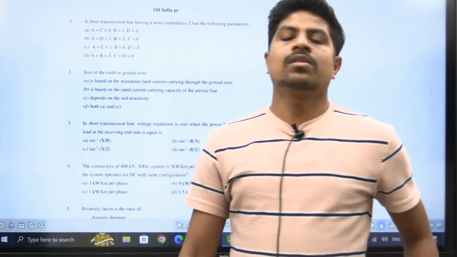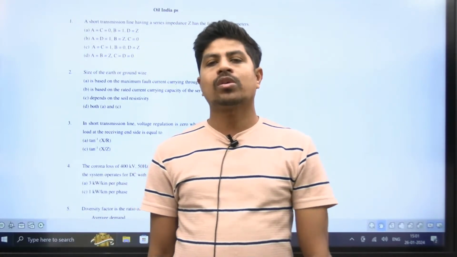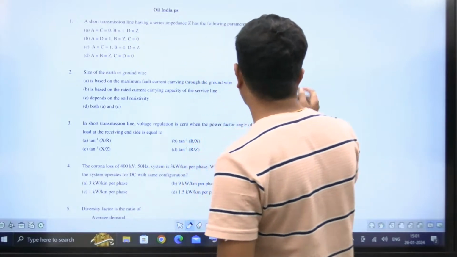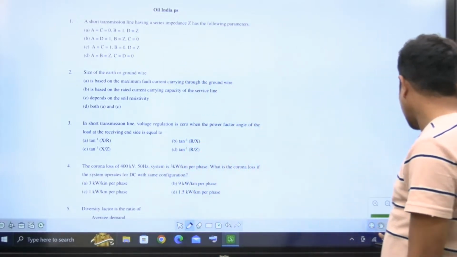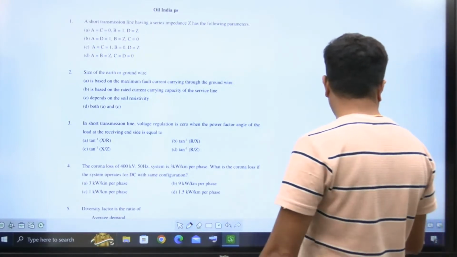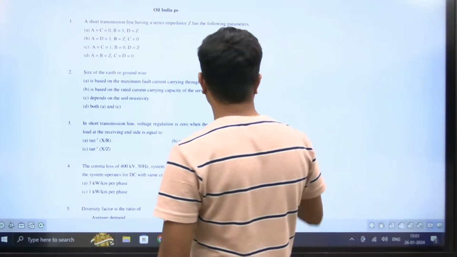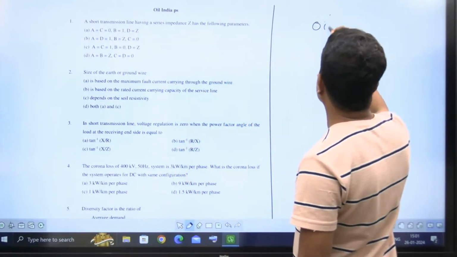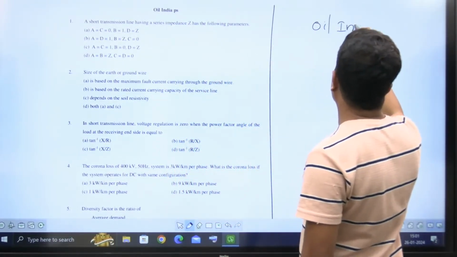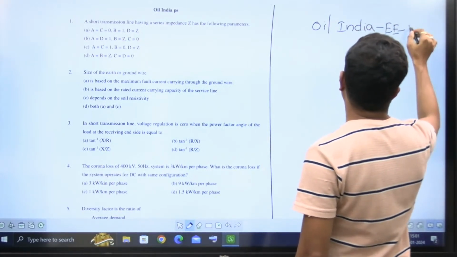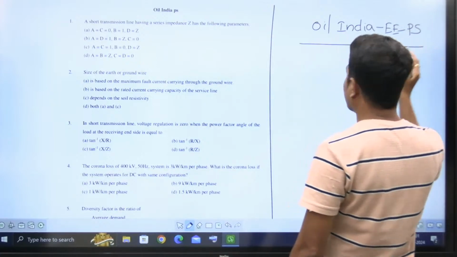Today, in this session, we are going to discuss 50 most probable questions from power systems for Oil India. Though the font size is less, I'll be reading each and every question. Don't worry. We are going to discuss questions for Oil India for electrical engineering from the subject power system.